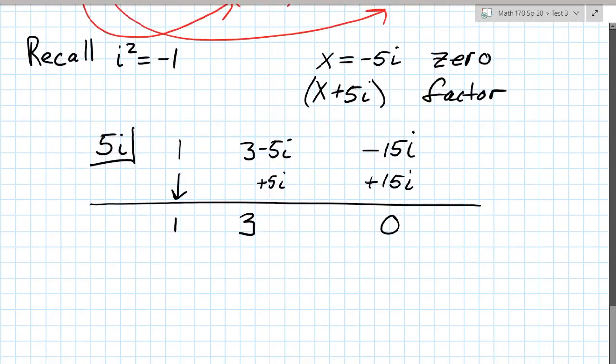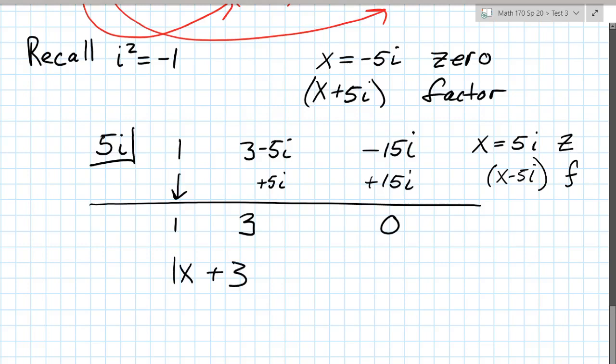What does that mean? That means x equals 5i is a 0, or x minus 5i is a factor. Well, what's left with our equation? What's left is 1x plus 3. 1x plus 3 is already linear, so that's a factor, which means x equals negative 3 is a 0.